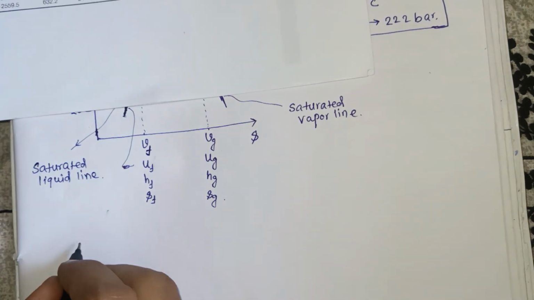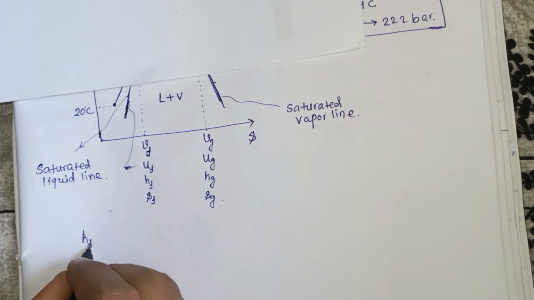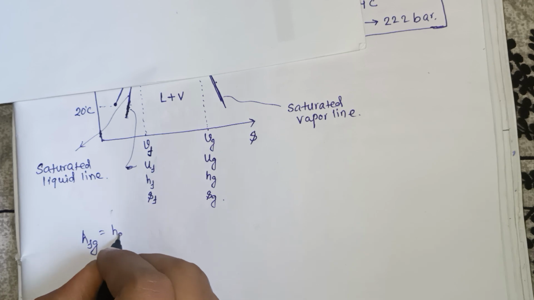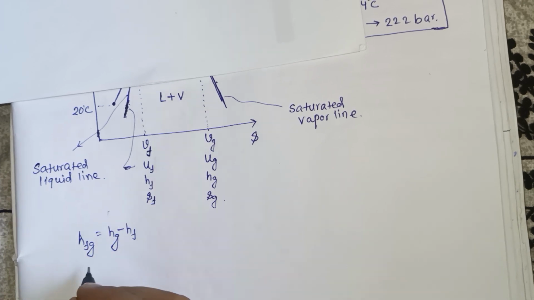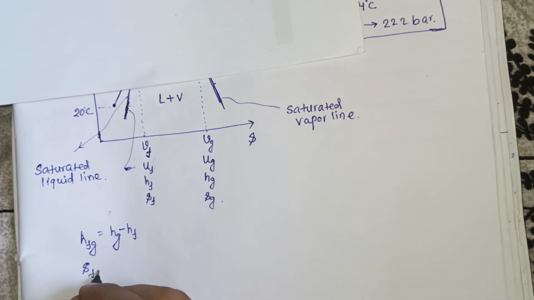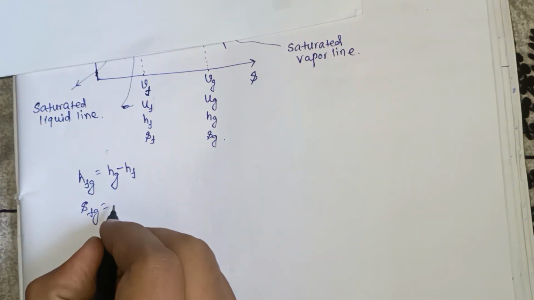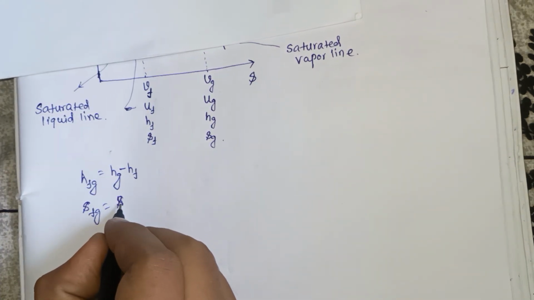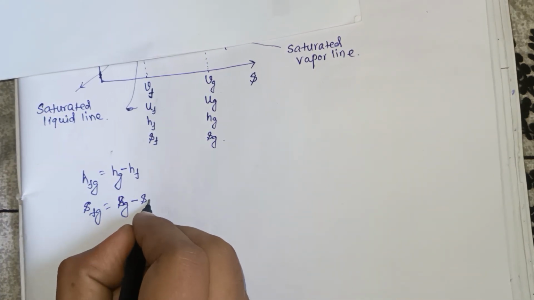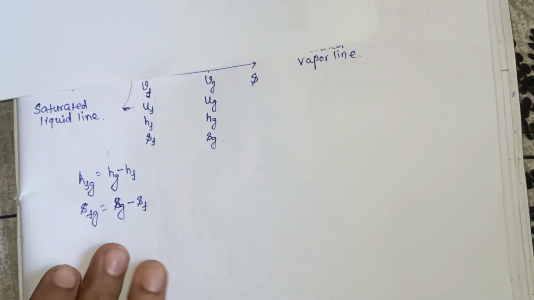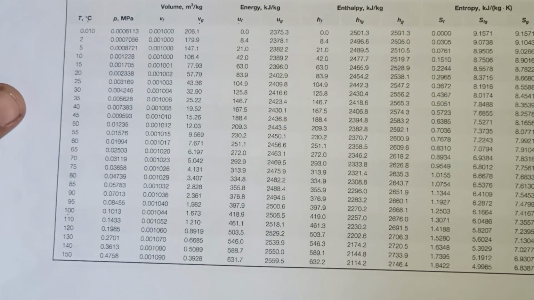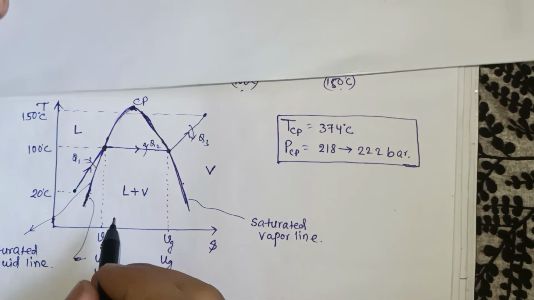Basically, Hfg means Hg minus Hf. If Sfg is there, then the formula will be Sg minus Sf. Okay.